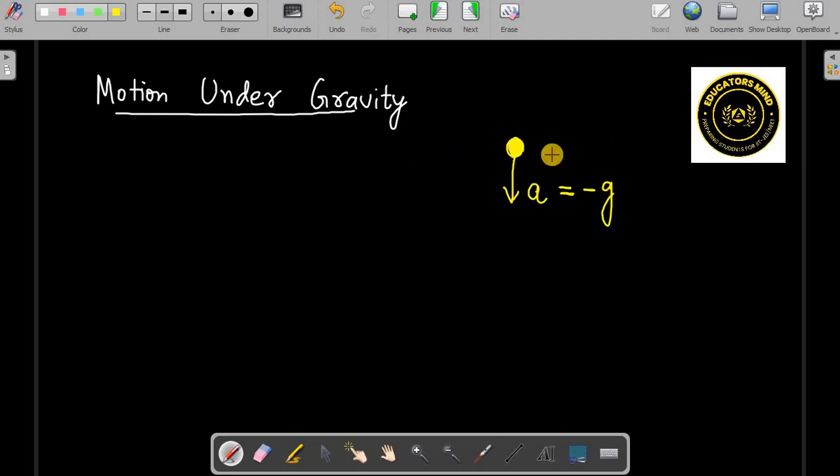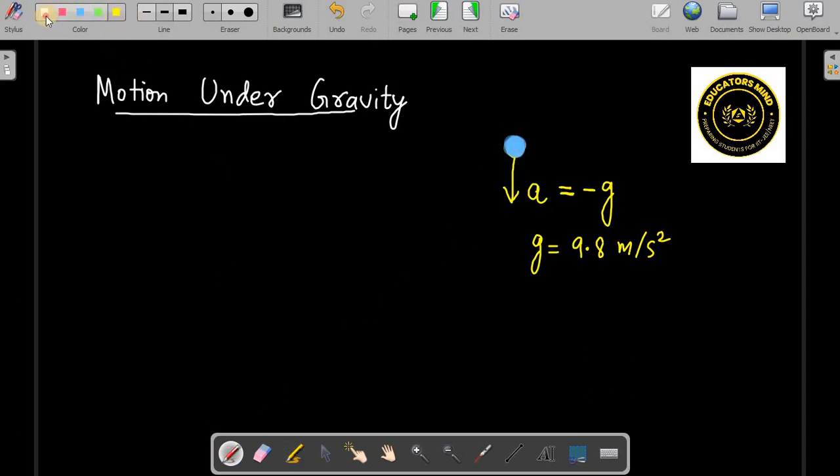Plus or minus will depend on the sign convention. The value of g is 9.8 meter per second square. Sometimes in the question they will give the value of g as 10, and only then should we take it as 10. Otherwise we should use 9.8, because a lot of difference happens in the calculation and the answer will not come correct. Unless they have mentioned it, we should not take 10. Clear?